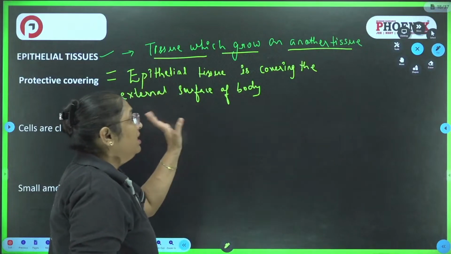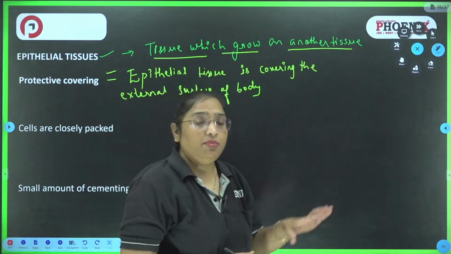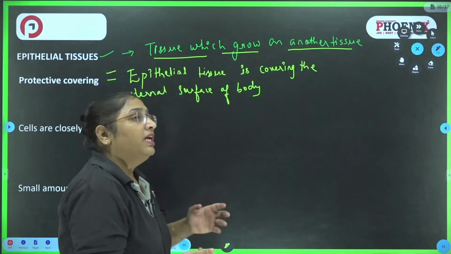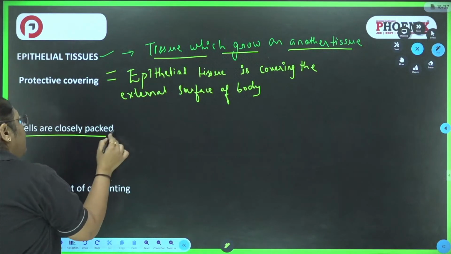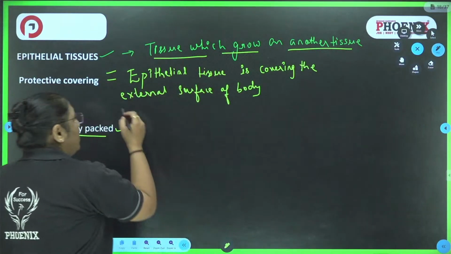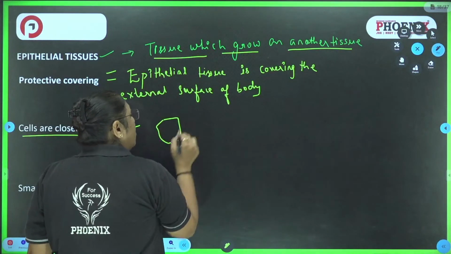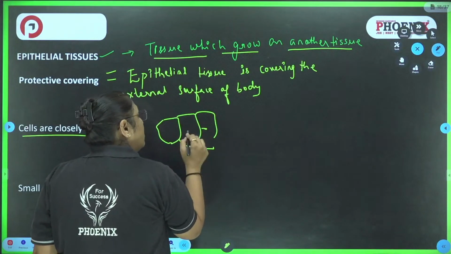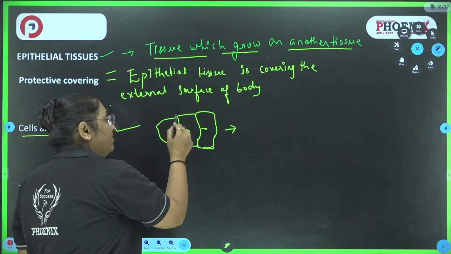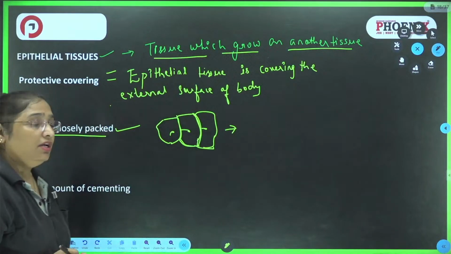So basically what is it doing? It is doing protection. The external surface of the body parts is covered by epithelial tissue, as well as the hollow cavities, they are also covered with the epithelial tissue. If we see how the cells are arranged in the epithelial tissue, they are closely packed, like this, and they have very little cementing material between them. In between the cells there is very little cementing material.